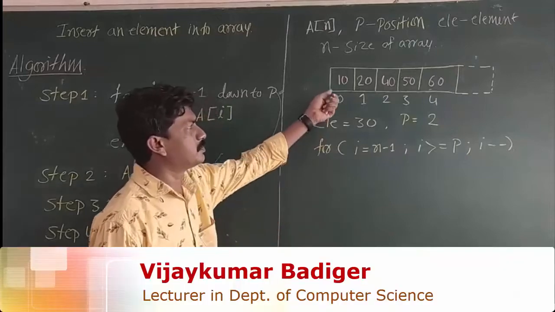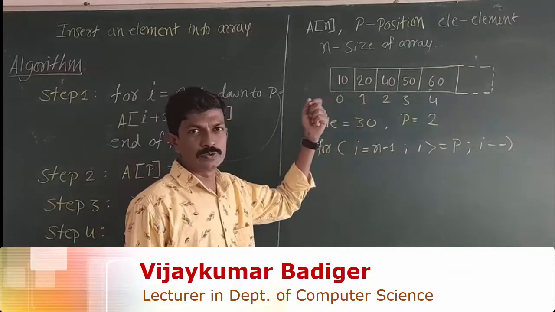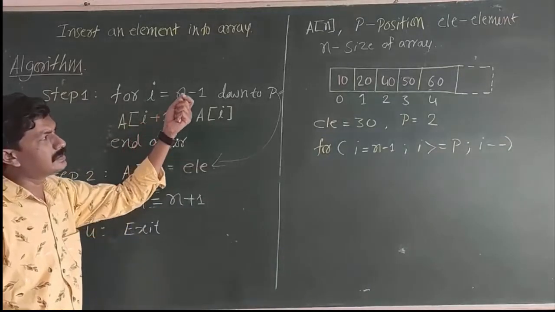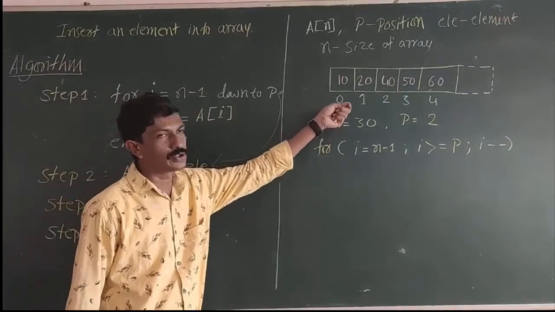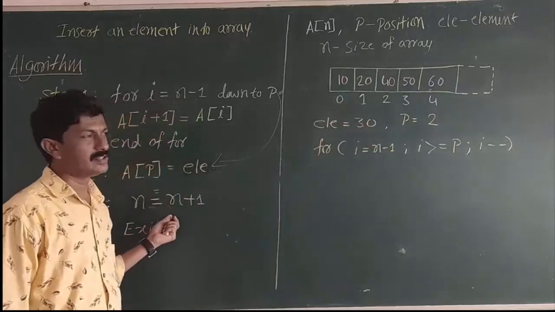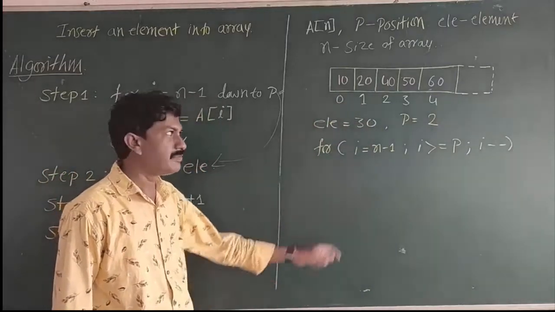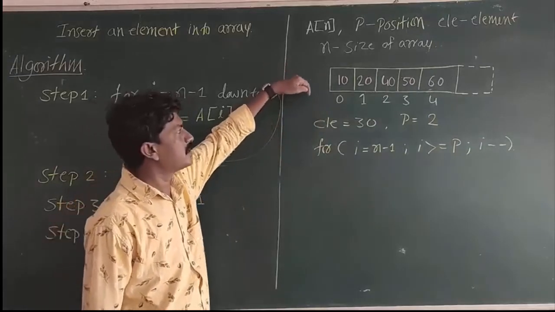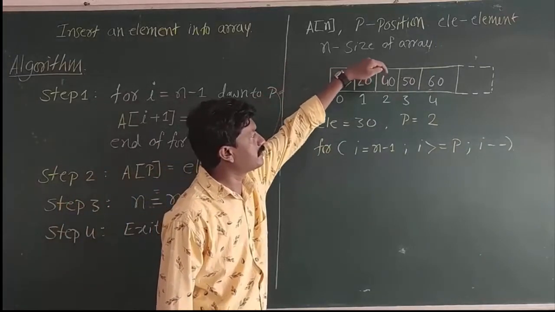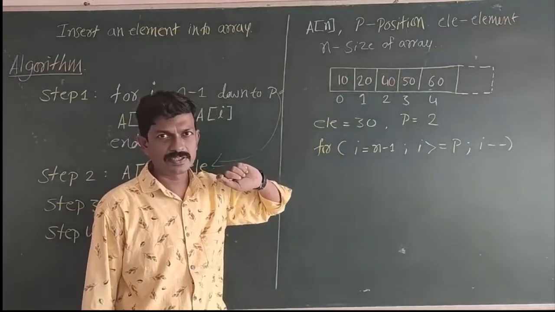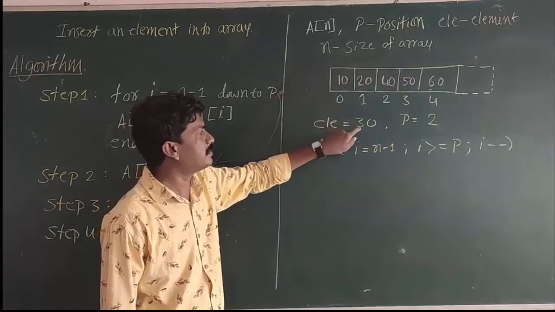Okay, now we want to see one more example to trace this algorithm, how a particular element is inserted at a particular position with the help of this algorithm. I took an array of size 5 in which I inserted 5 elements: 10, 20, 40, 50, 30, in which element 30 is missing. I want to insert an element 30.